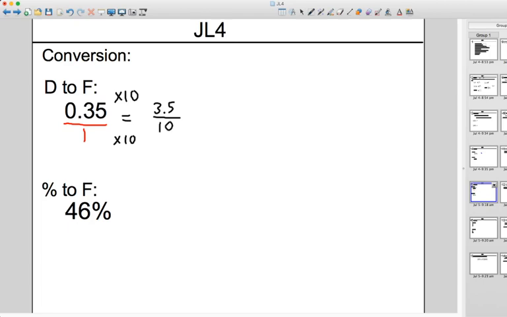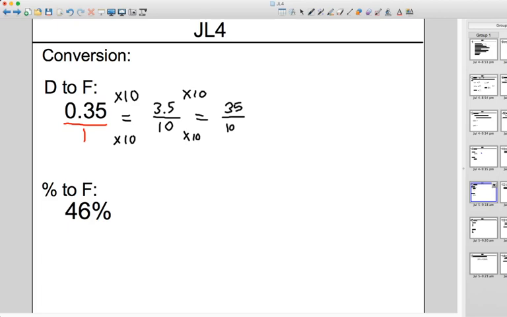But I've still got a decimal on the top. I need to get rid of that decimal point. I need to times by 10 again, and times by 10 again. That will give me 35 over 100.